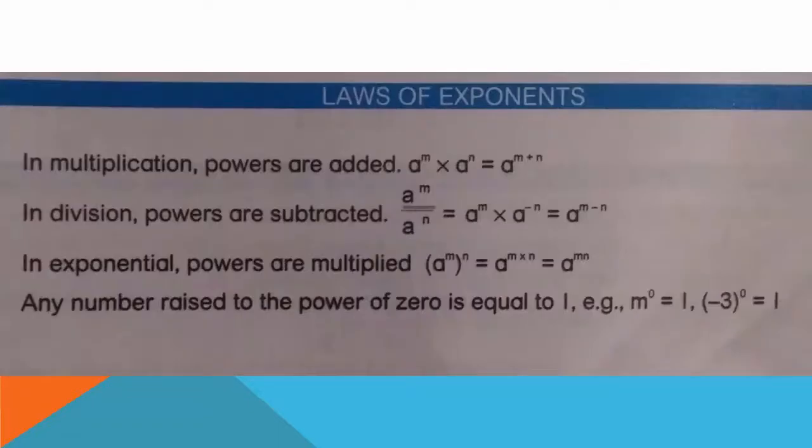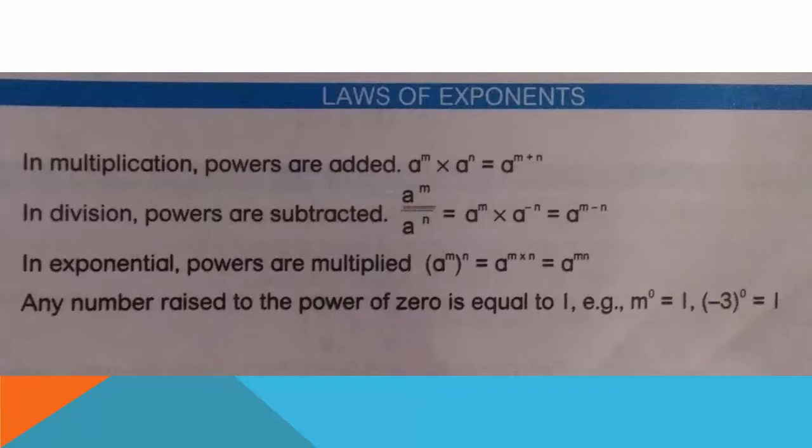In multiplication, powers are added, as we have seen. A to the power m multiplied by a to the power n is a to the power m plus n. In division, powers are subtracted. That means a to the power m divided by a to the power n will be a to the power m minus n. In exponentiation, powers are multiplied. That means a to the power m to the power n will give you a to the power m into n.